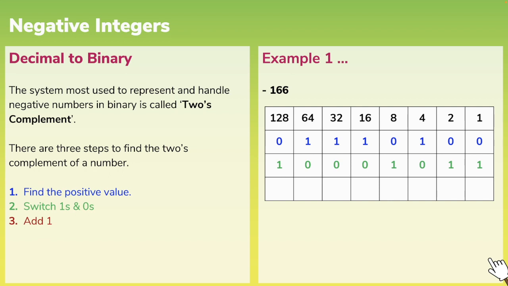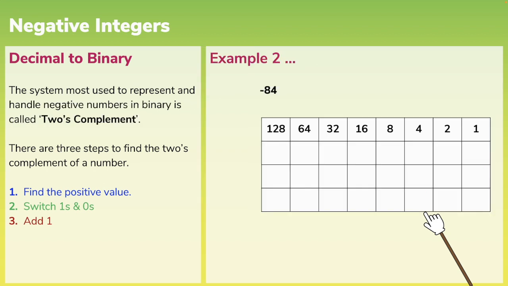Now the simplest way to add 1 is starting at our least significant bit, and we keep moving up until we find a 0. And we're going to replace that 0 with a 1, and any numbers to the right of that become 0, as you can see here. So minus 166 in 2's complement binary is 01011010. Here's another example, negative 84.